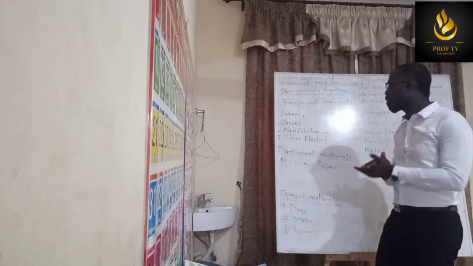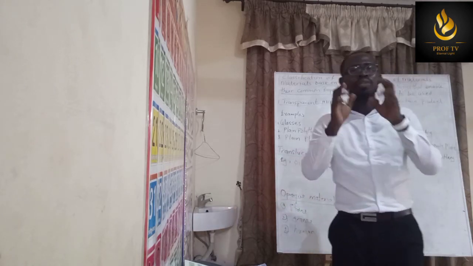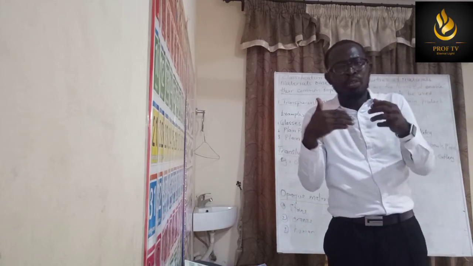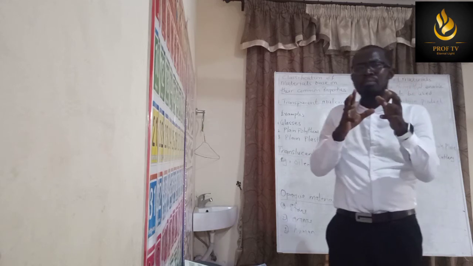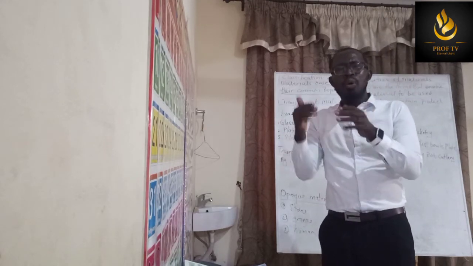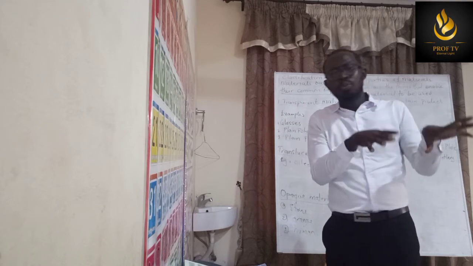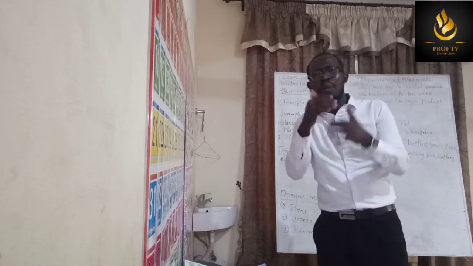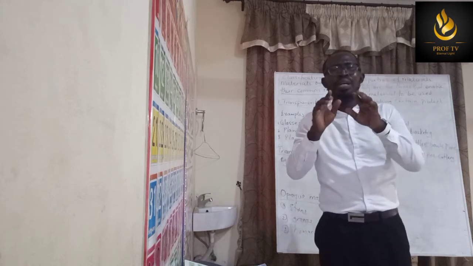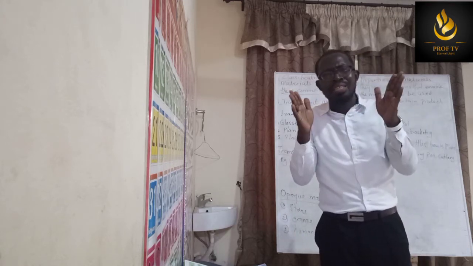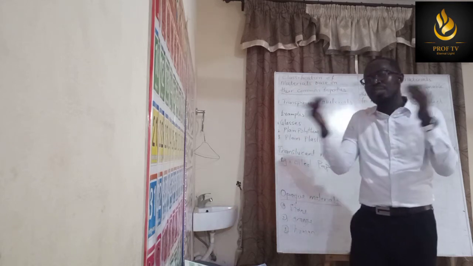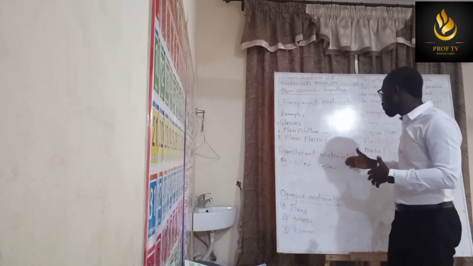Then we look at a translucent material. A translucent material is a material that allows some amount of light to pass through it. In this case, not much light is able to pass through it, just a little amount. And the difference is that we cannot see clearly. It always looks blurred. So that is a translucent material.